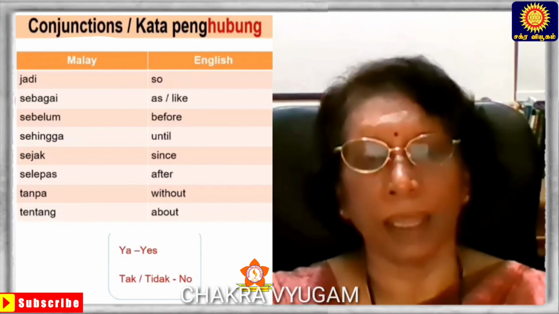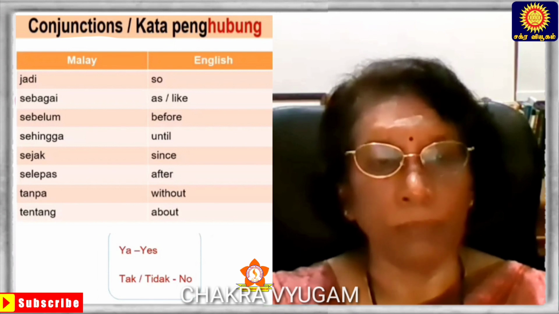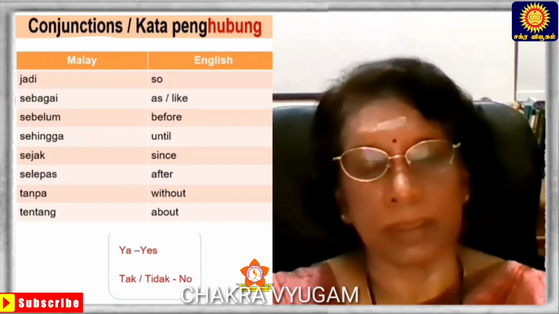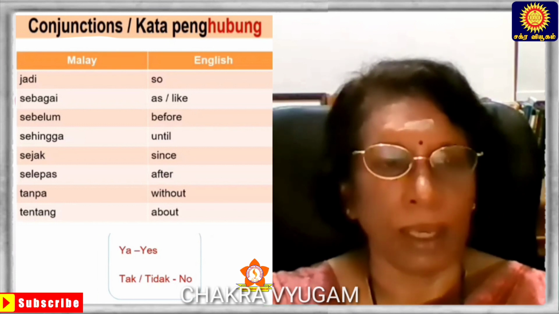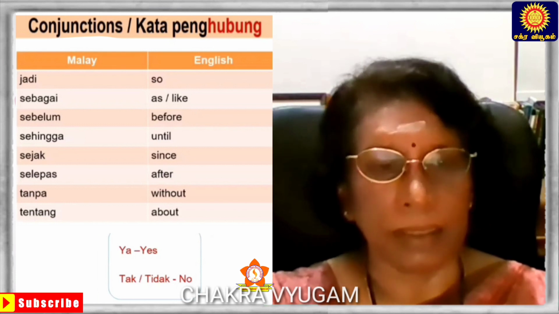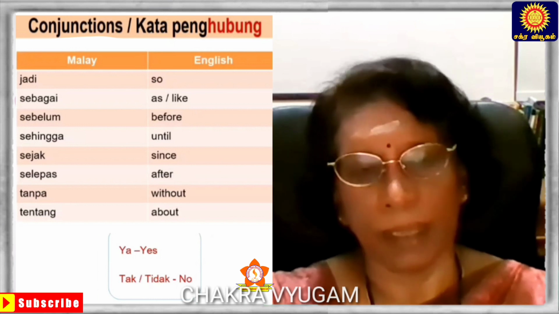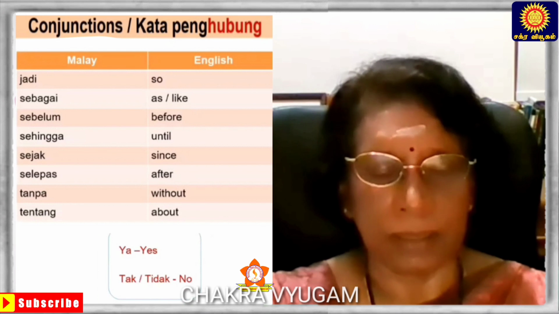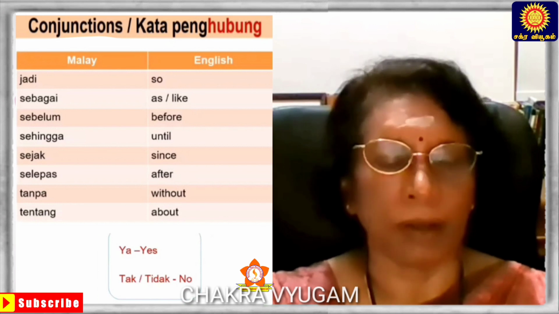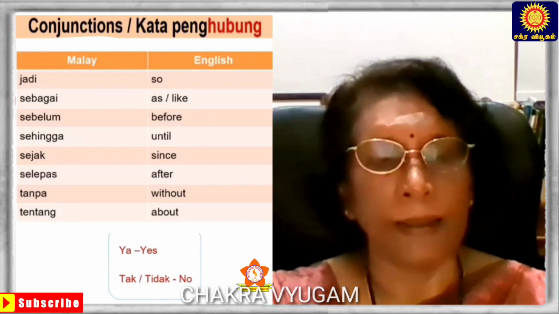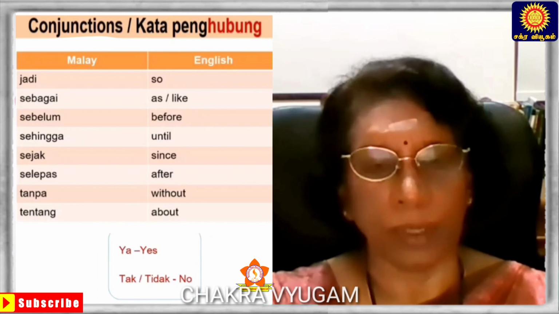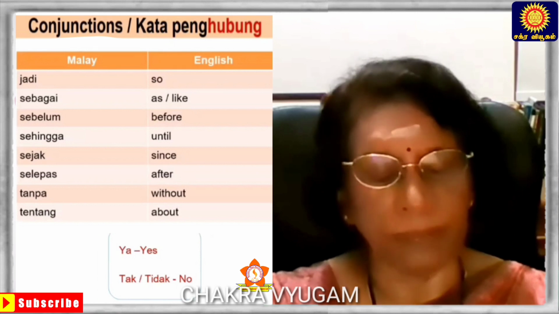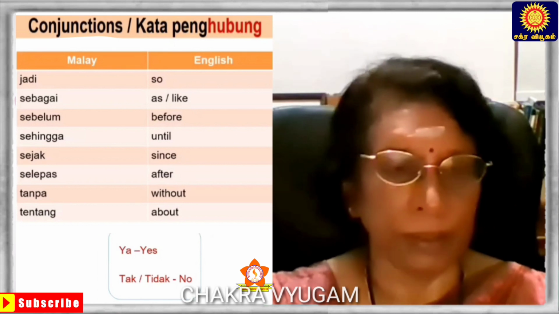Sebagai means like or as. Sebelum, now belum means before, but sebelum is the more correct way to say before. Hingga is until. Sehingga implies until more correctly. Sejak is since. Selepas, now lepas we know is after. Selepas is the more correct way to say after. If you use lepas by itself, it is to let go, all right?